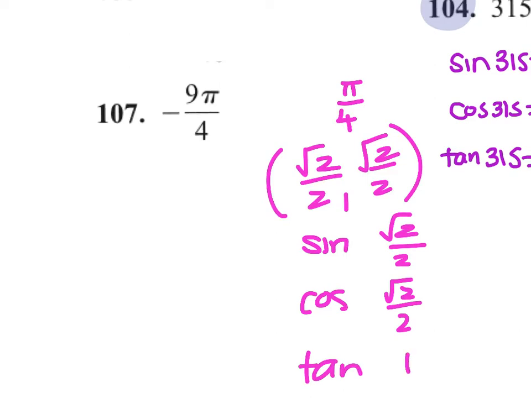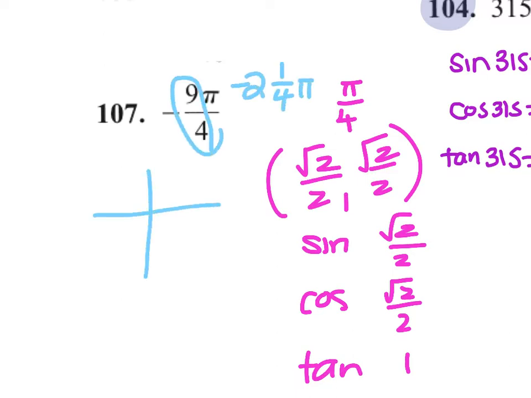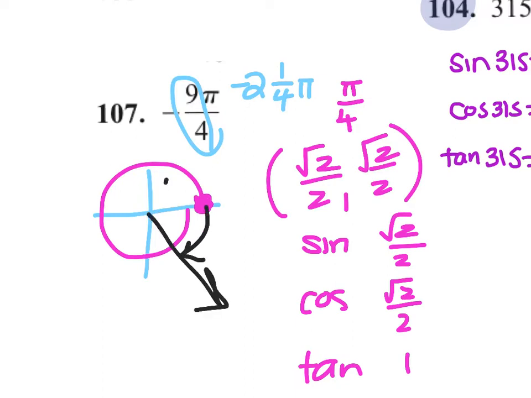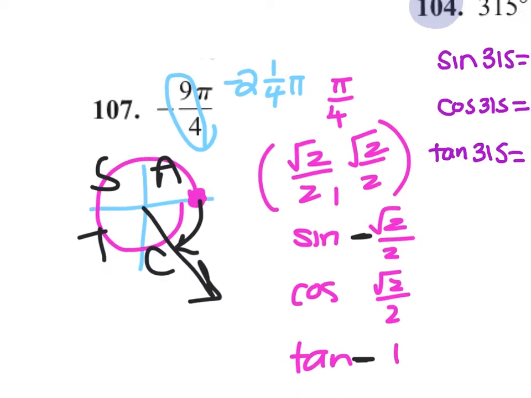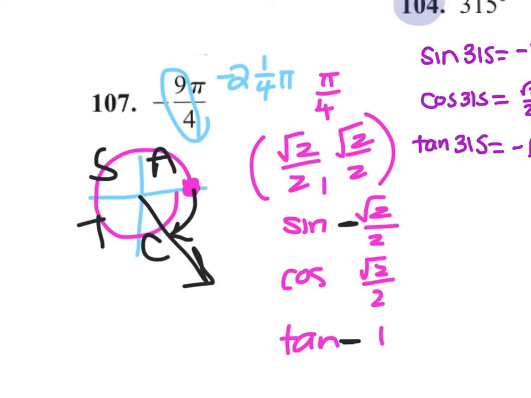Now all I've got to do is figure out the positive and negative values of these. So if you do 9 over 4, this is negative 2 and 1/4 pi. So going negative, I would go this way. That's negative 2. And then 1/4 is less than a half, which means I'm in the fourth quadrant. All Students Take Calculus tells you that the cosine's positive, but the sine and the tangent will be negative.